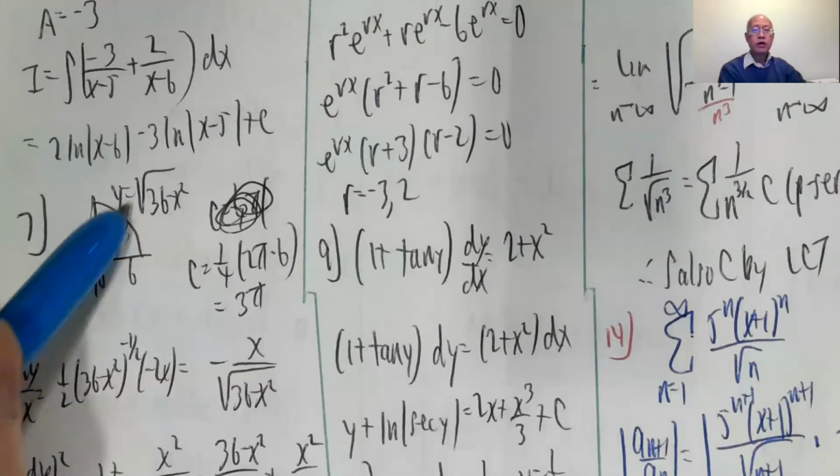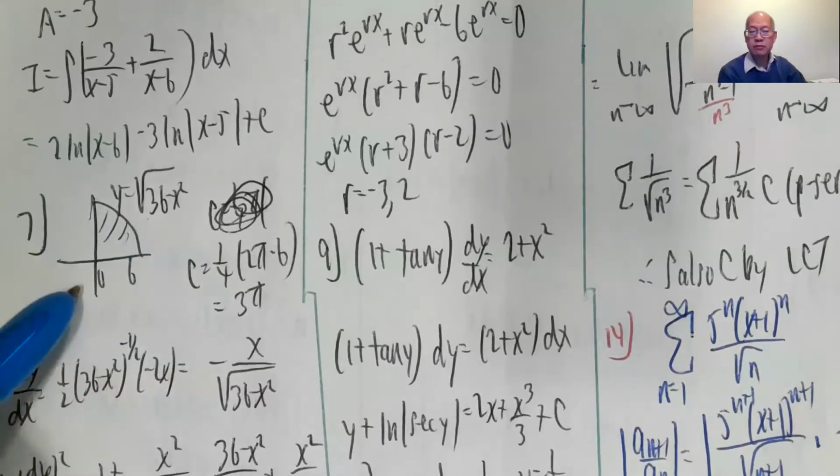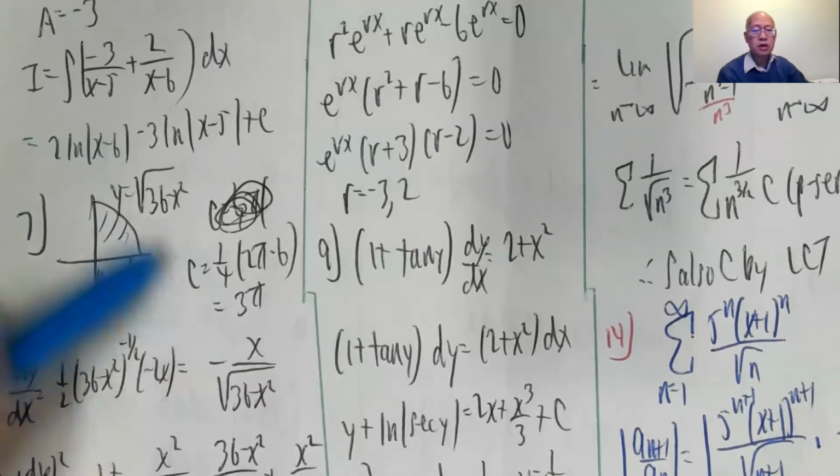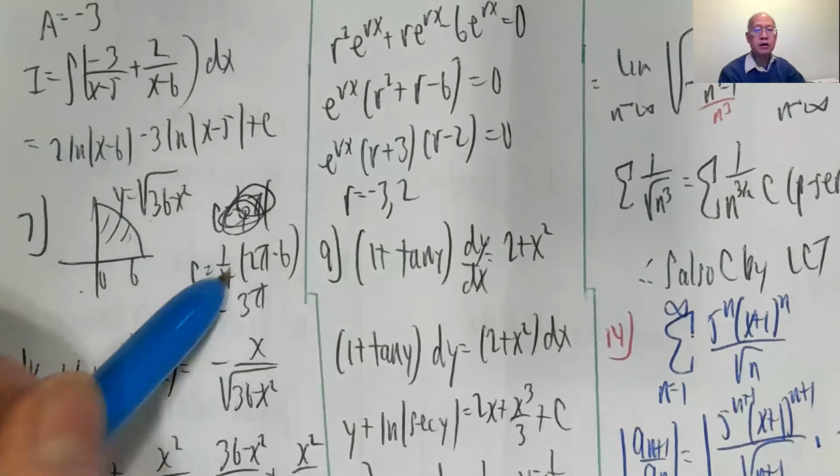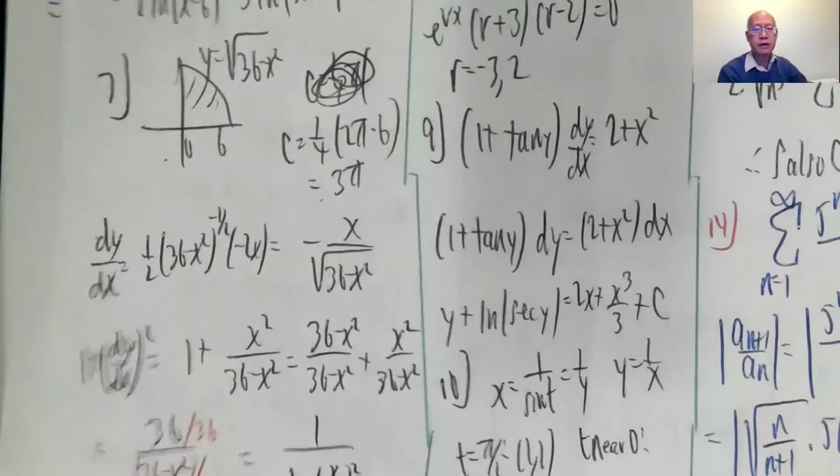Number 7, y equals radical 36 minus x squared from 0 to 6. You have a quarter circle. Circumference is 1/4 of 2 pi r, which is 3 pi. So the answer should be 3 pi.